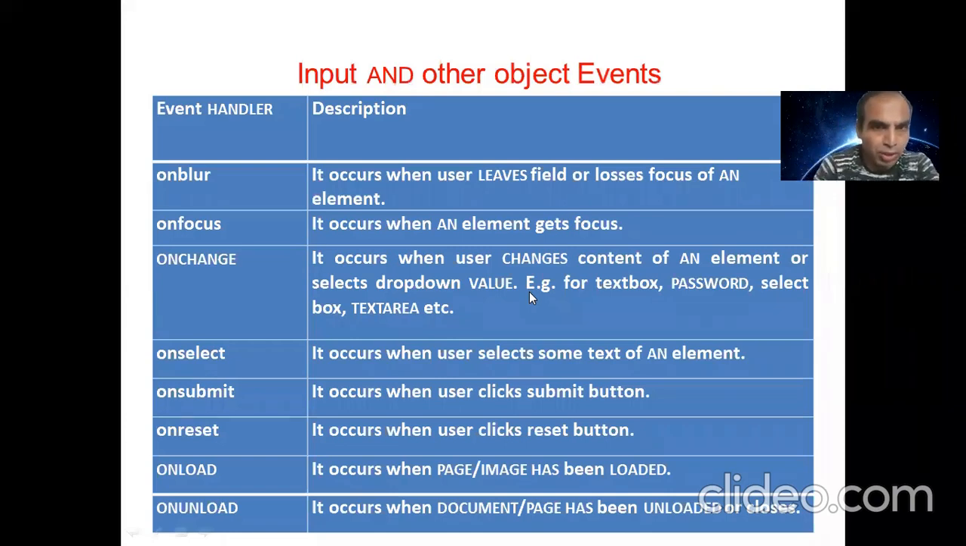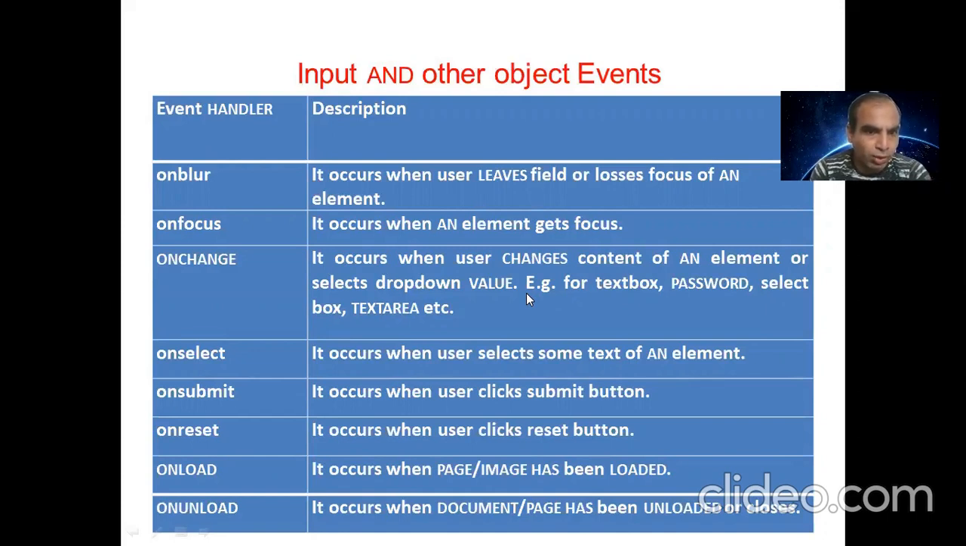Now we will continue with event handlers. There are keyboard events, mouse events, input events, and other object events as well. First of all, the event handlers are given in the table. On blur occurs when the user leaves a field or loses focus of an element. That means when you move the mouse over the object and then leave it, the object loses focus, and at that time it will appear. So on blur occurs when the user leaves the field or loses focus.